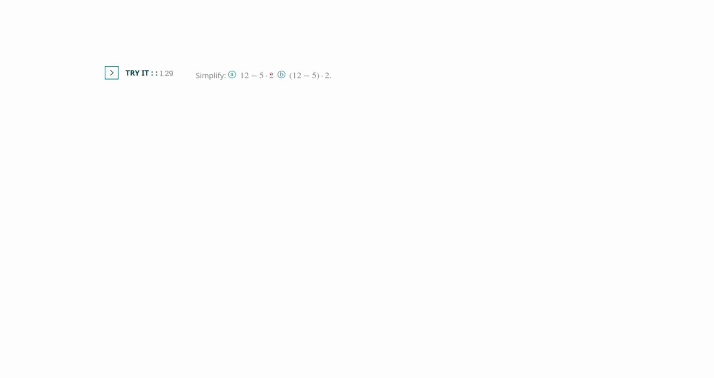Okay, so multiplication comes before subtraction. So I've got 12 minus 10. 12 minus 10 is 2. Now this is parentheses, it's got to come first. So I'm going to work on that first. I get a 7 in there. Now once I'm done, it's showing the multiplication, but there's only one thing left to do, then we do the 14.